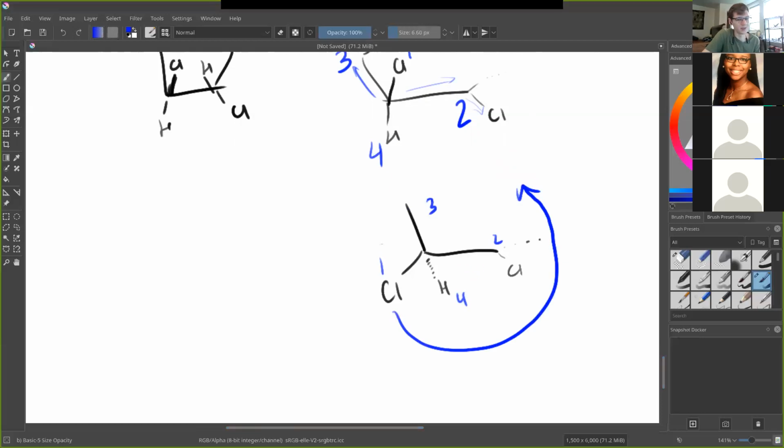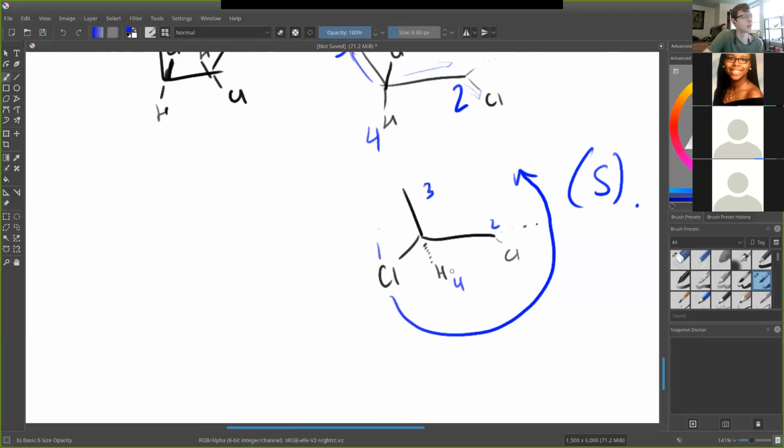Okay. Yes, it's counterclockwise, but maybe more intuitively, we're turning the car left. Okay, that's S. Okay. The other carbon that's a chiral center, you could also do similarly. Okay, well, there we go. I've talked about this plenty.